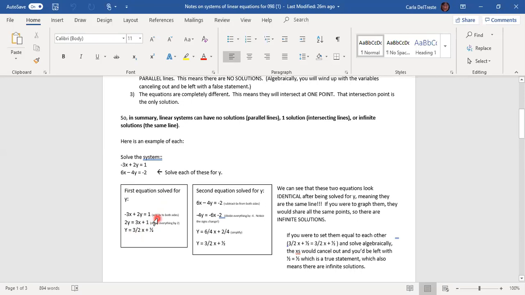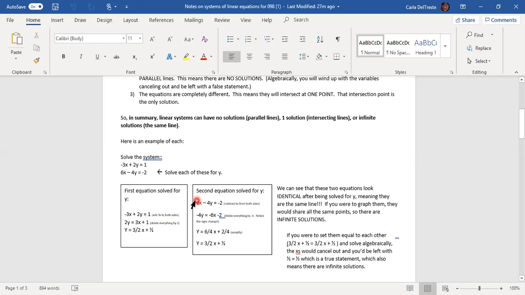So here's the work for getting the first equation solved for y. You can see in small writing, I put what the step was so that you could follow the algebra. So the first thing we had to do is add 3x to both sides. That leaves us with 2y equals 3x plus 1. Then we have to divide everything by 2. So across the board, we have to divide by 2. And that gives us y equals 3/2 x plus 1/2.